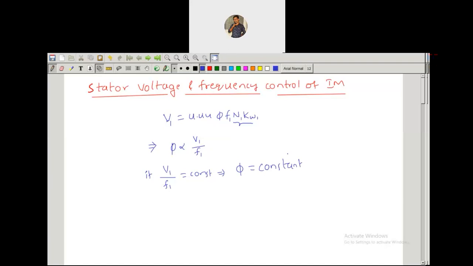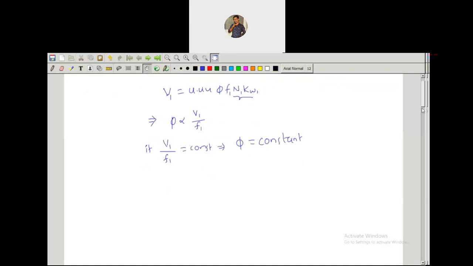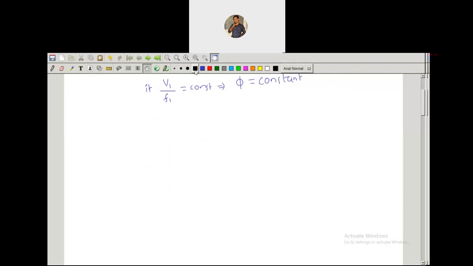Okay, so you can vary this voltage and also vary this frequency in such a way that we keep this V by F ratio constant, so that the air gap flux is going to be constant. And if you remember the equivalent circuit diagram of the induction motor, referred to the stator, let me redraw the diagram.